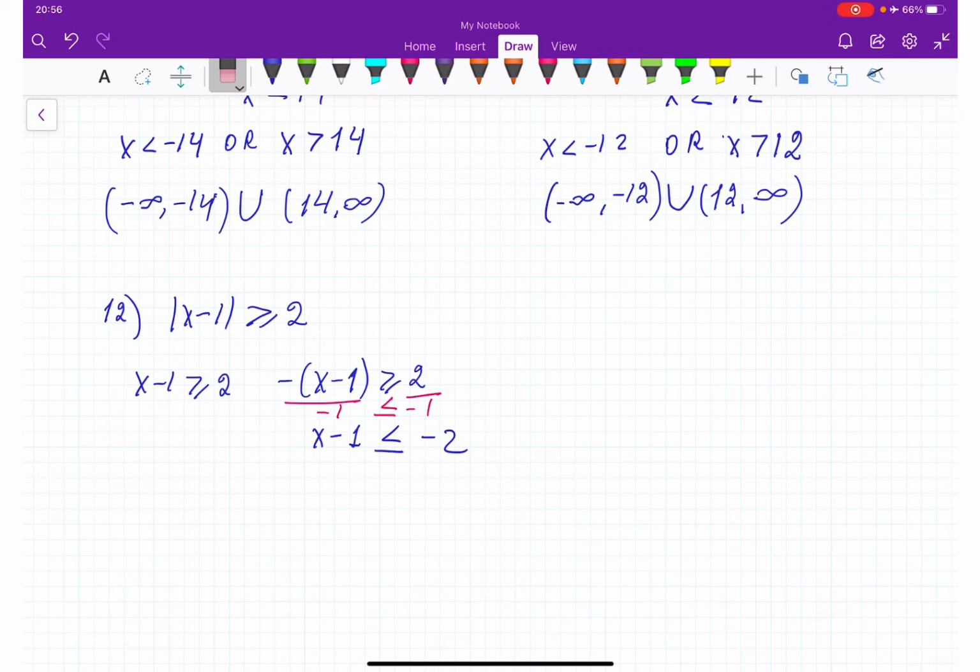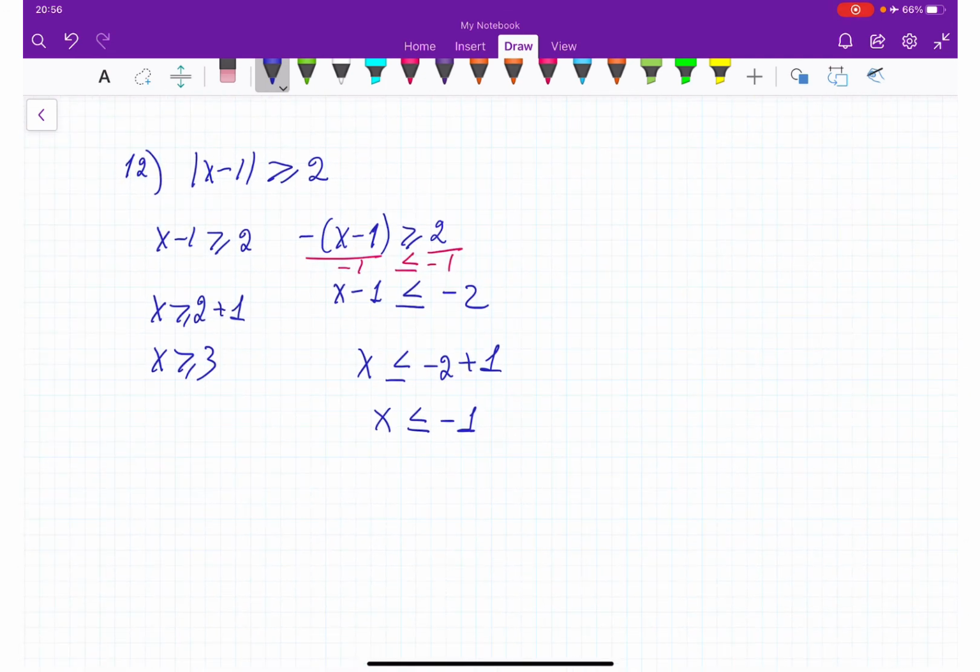Less than negative 2 goes this way. Greater than 2 goes this way. So yeah, we cannot combine. Let's solve it. So here we get x is greater than 2 plus 1, which means x is greater than 3. And here we get x is less equal negative 2 plus 1. x is less equal negative 1.